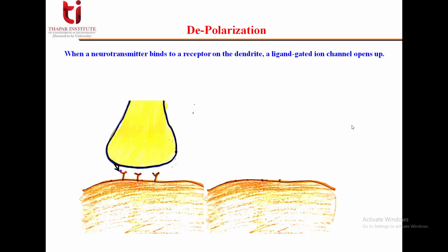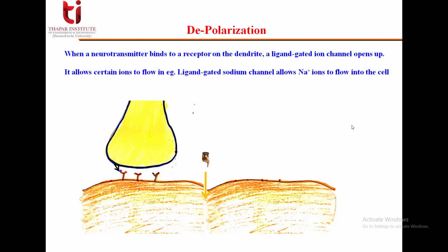It can also be seen this way. When a neurotransmitter binds to a receptor on the dendrite, because now some signal has reached, a ligand-gated ion channel opens up. It allows certain ions to flow in. For example, a ligand-gated sodium channel allows sodium ions to flow into the cell, and it makes the inside of the cell less negative because positive charge is flowing in, and it is known as depolarization.